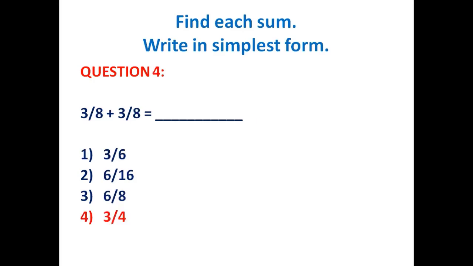Next number is 4. The numbers of the questions will not match in your book because it is made separate to give a concept and understanding about the lesson. 3 upon 8 plus 3 upon 8. When you will add both the numbers, 4 options are there. Number 1, 3 upon 6. Number 2, 6 upon 16. Third is 6 upon 8, and the last is 3 upon 4.